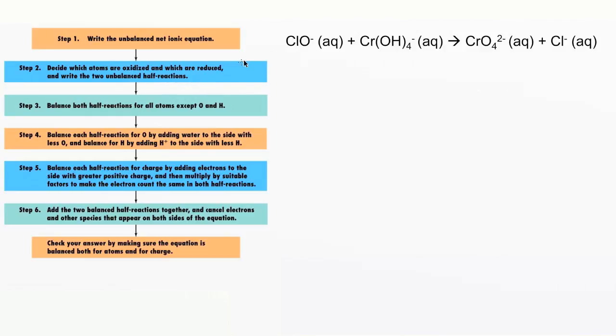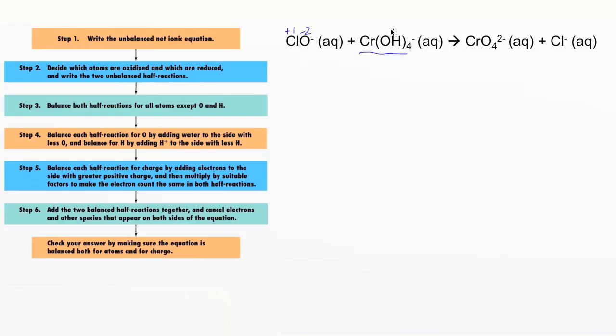Decide which atoms are oxidized and which are reduced, and write the two unbalanced half reactions. In order to do this part, you do have to identify the oxidation states for all of the elements in this equation to identify which is oxidized and which is reduced. Let's do this. For oxygen in the first species, that is -2. So if you do the math, the oxidation state for chlorine is +1.